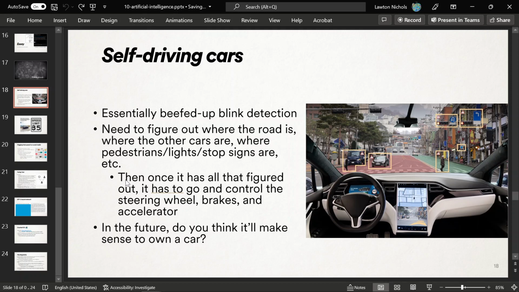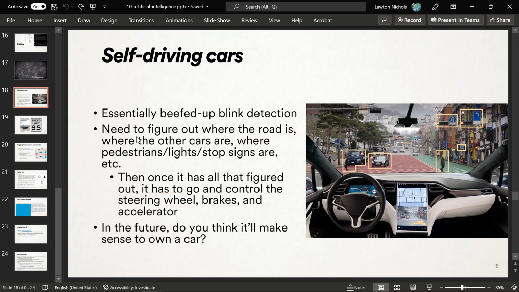So, yeah, you need to figure out all of this stuff, where everything is, and then once you know where everything is, you need to interpret that stuff. So, based on what I just noticed, the pedestrian's here, the light is red, I better keep pressing the brake right now. Yeah, I cannot move forward yet.